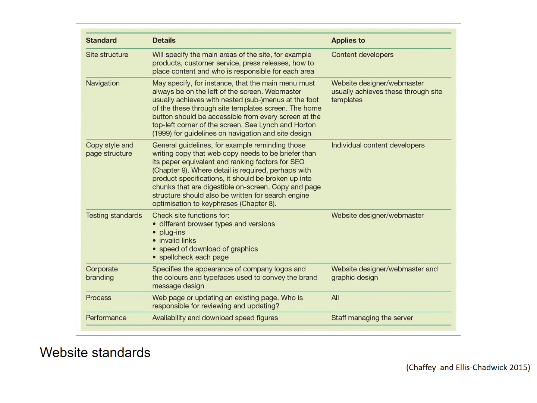If we look at the standard for navigation, again, the details may specify, for instance, the main menu must always be on the left of the screen. The webmaster usually achieves this with nested submenus at the foot of these through site template screens. The home button should be accessible from every screen at the top left corner of the screen. Again, this applies to the website designer. The webmaster usually achieves these through site templates.